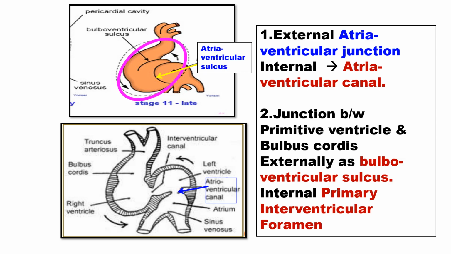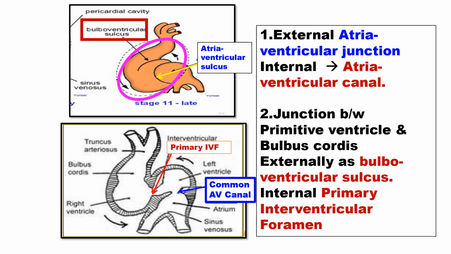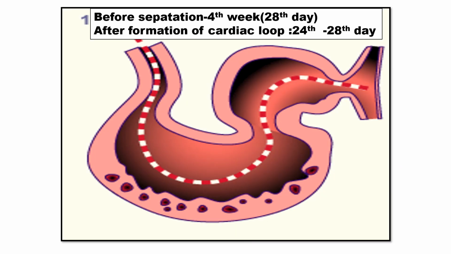Externally, it is the atrioventricular junction. Internally, it represents the common atrioventricular canal. The junction between the primitive ventricle and bulbus cordis externally, internally represents the primary or primitive intraventricular foramen.